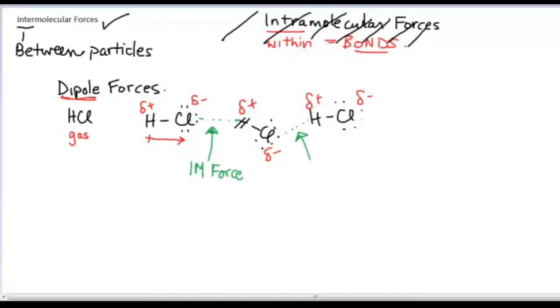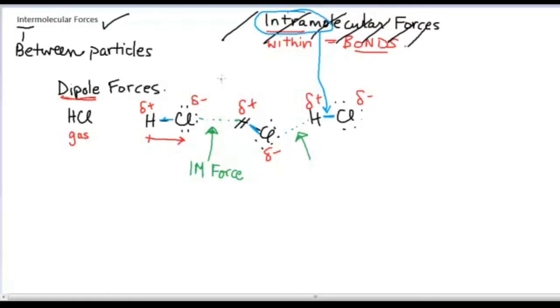As opposed to the intramolecular force, I know I crossed it out, but let me point at it one more time. That would be the actual bond between the hydrogen and the chlorine. So the actual bond between the hydrogen and chlorine is our intramolecular force. It's within the molecule of HCl. The green dashes, and we usually do represent them as a dashed line, rather than simply one dash. This dashed line is an intermolecular force between two different molecules.